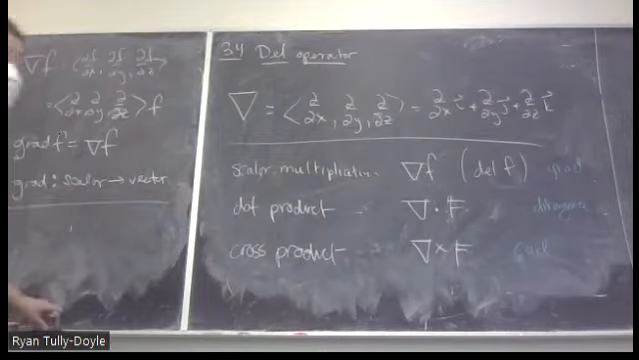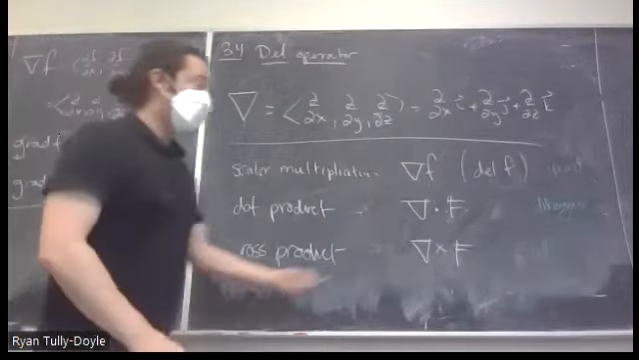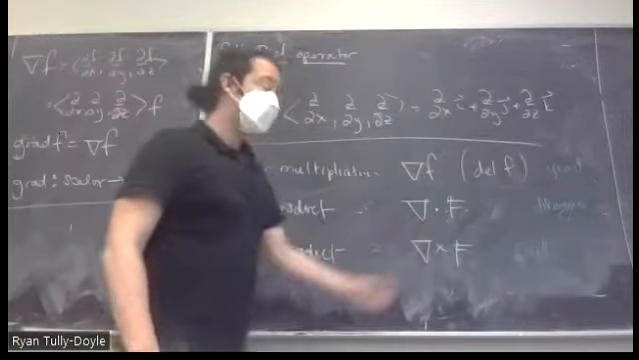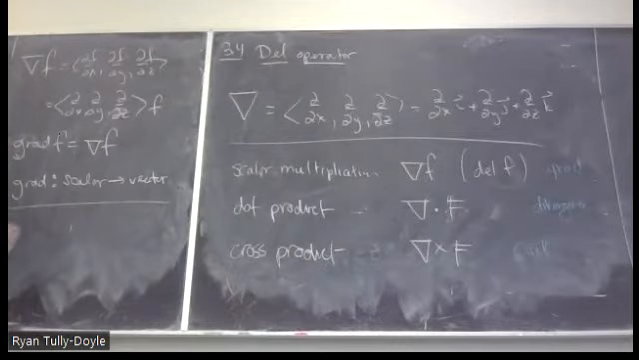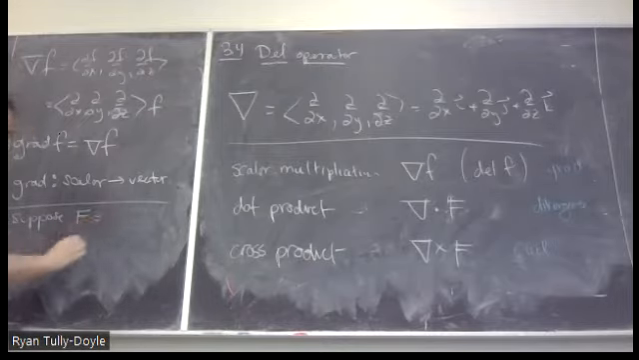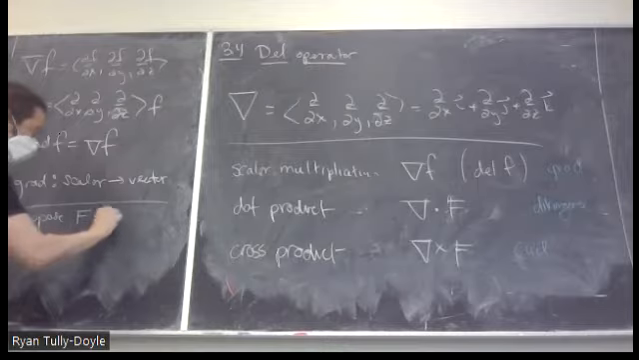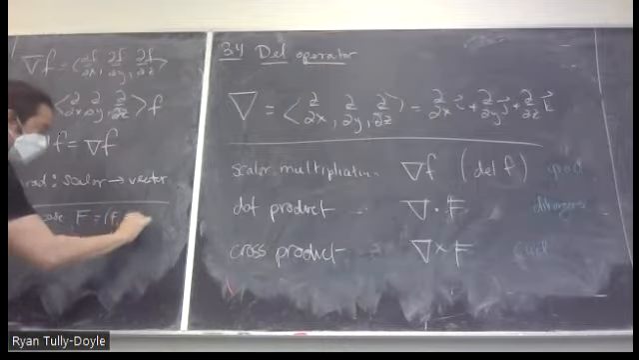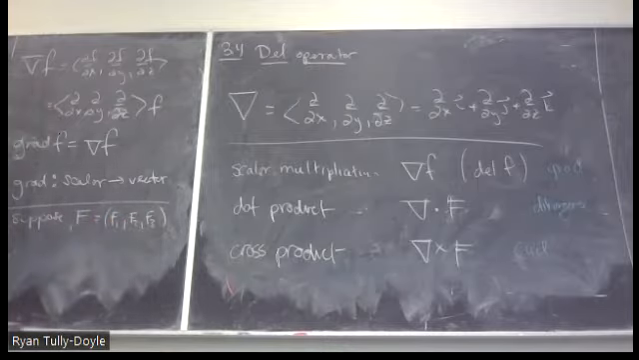So now it's a great question. What exactly do I mean by this? That just looks like nonsense. So suppose that F is equal to F1, F2, F3. So F has to be a vector field, right? F is going to take R3 into R3. It takes in 3 variables, it spits out 3 functions.